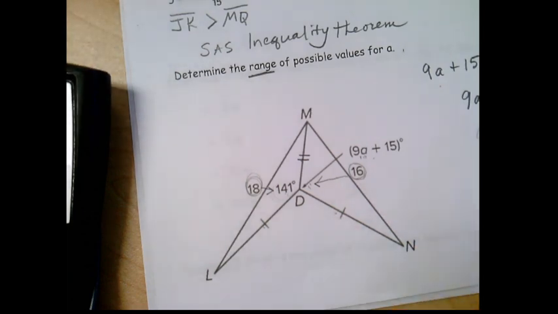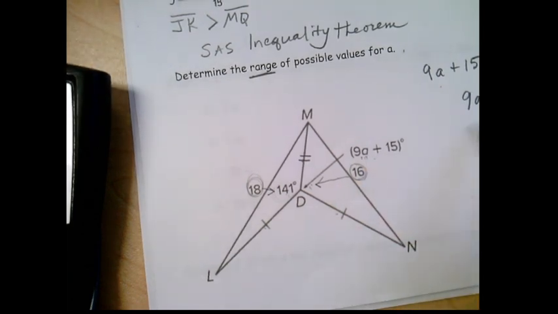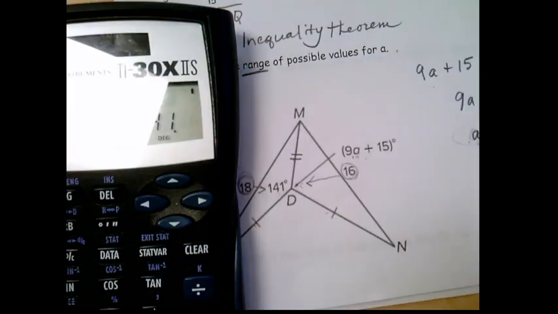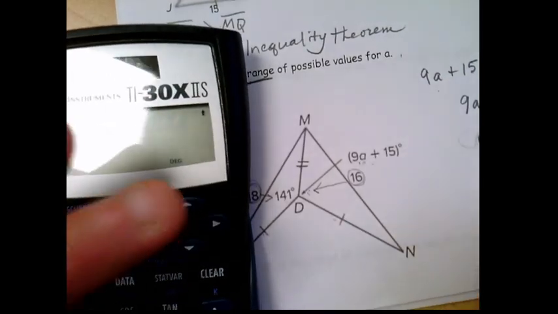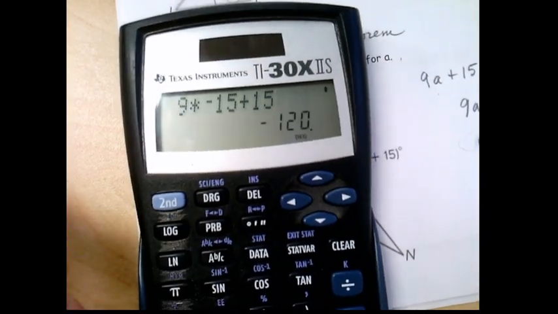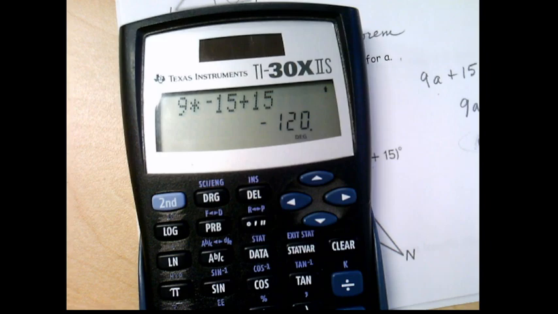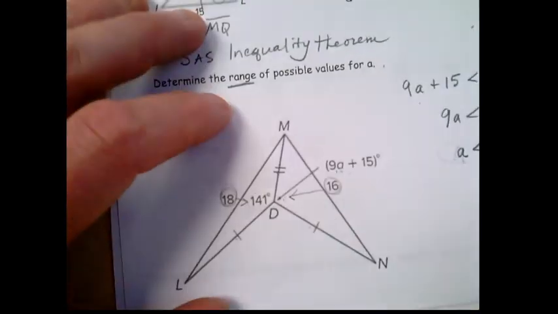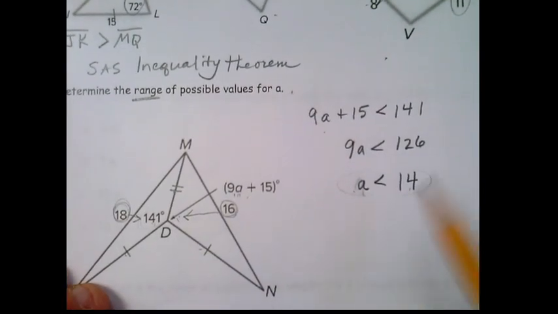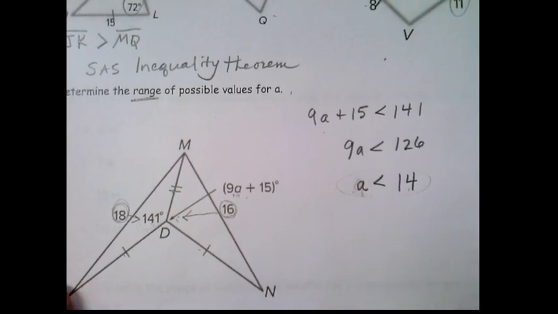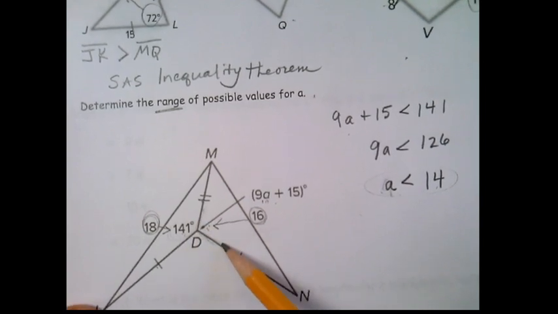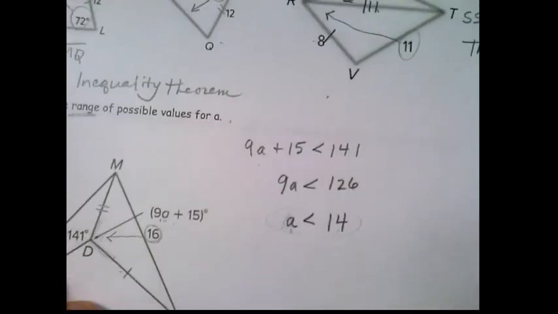And so as I look at this, I know what A has to be smaller than, but do I know what A has to be bigger than? Because, for example, if I put down 9 times negative 15 plus 15, well, that gives me a negative 120 degree angle. That's not even possible. So how do I figure out what A has to be greater than? I've got to figure out the lower bound. I've already got the upper bound. This is the most it can be, but what's the least it can be? Well, in order for this angle to exist, this angle is going to have to be greater than 0.